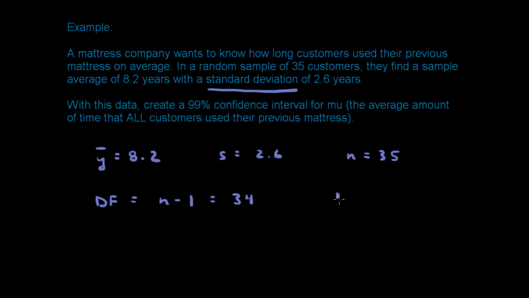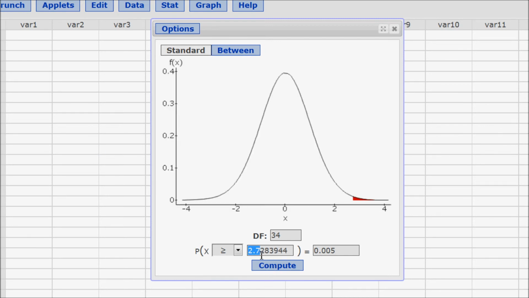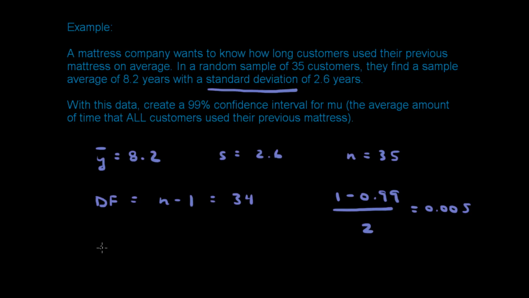So that would be 1 minus 0.99 over 2. I think that's 0.005. So that's what you plug into the T calculator. Right there, 0.005. And then compute. So this will be T star, 2.7284.